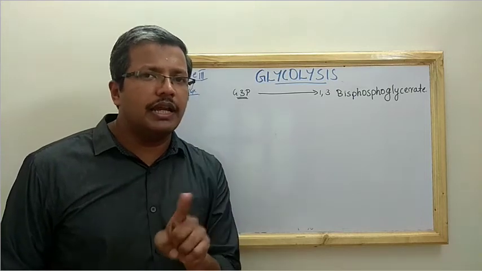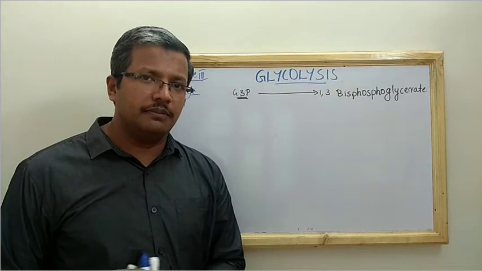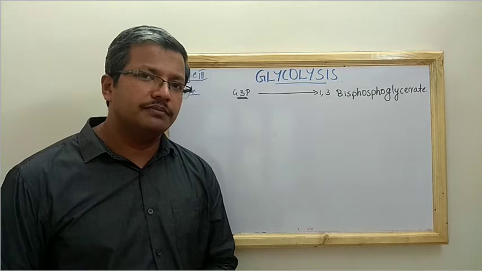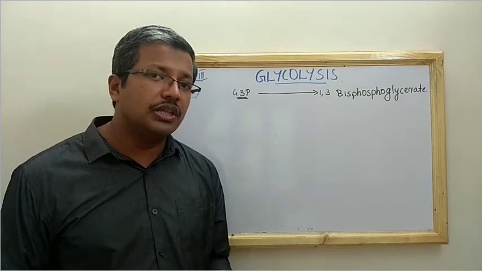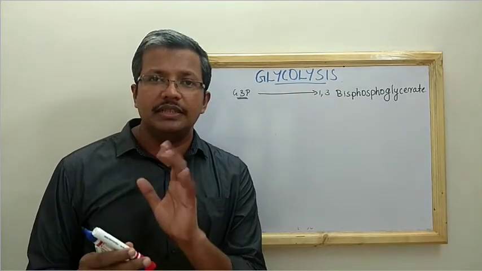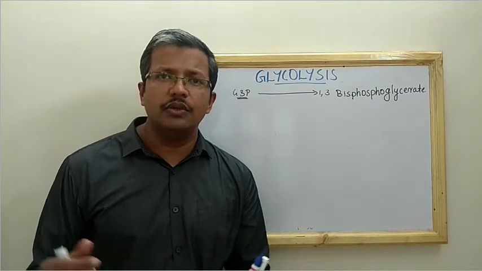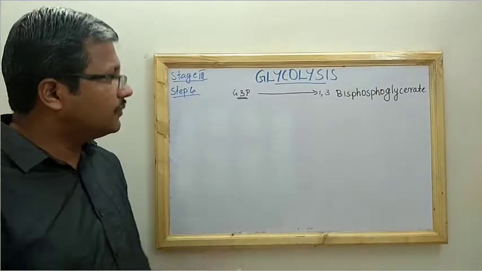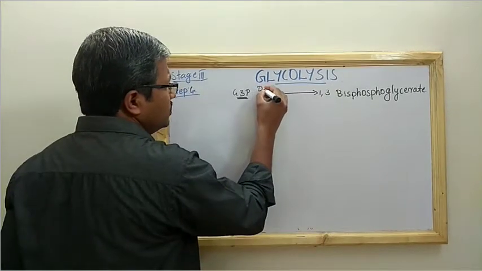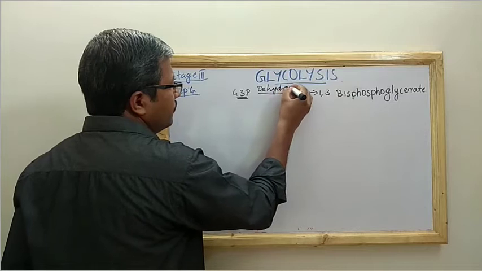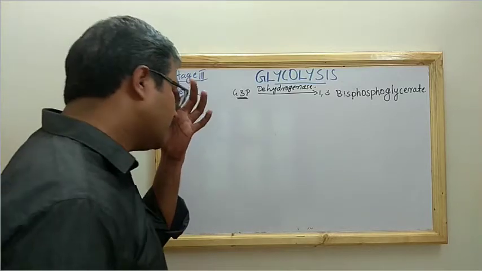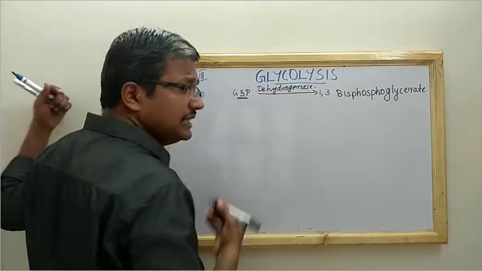So oxidation and reduction is happening at the same time. It will be a redox reaction. So what will be the enzyme? The enzyme that belongs to which class? Yes, it is nothing but the oxidoreductase class. It is otherwise known as dehydrogenase. So what will be the enzyme? Glyceraldehyde 3-phosphate dehydrogenase will be the enzyme. I am just writing dehydrogenase only. Okay, dehydrogenase enzyme.